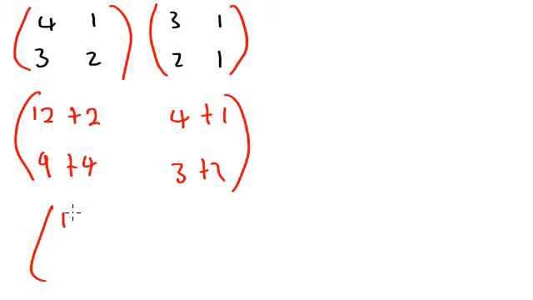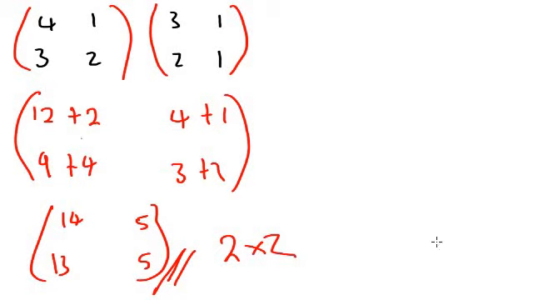12 plus 2 is 14. 4 plus 1 is 5. Then 9 plus 4 is 13. 3 plus 2 is 5. This is our final answer. Notice that the dimension of this final answer is also 2 by 2. So definitely we are good to go. And that is the solution to the first problem.